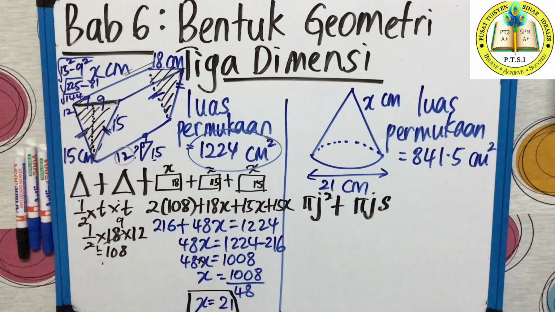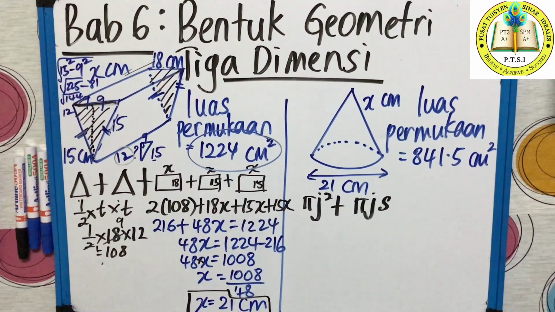Then you solve like a normal linear equation. Kamu dapat x 21. X is the panjang, right? So make sure you show here clearly. It must be 21 cm. Unit is very important. Faham? Matematik jalan kerja penting. Unit pun penting.